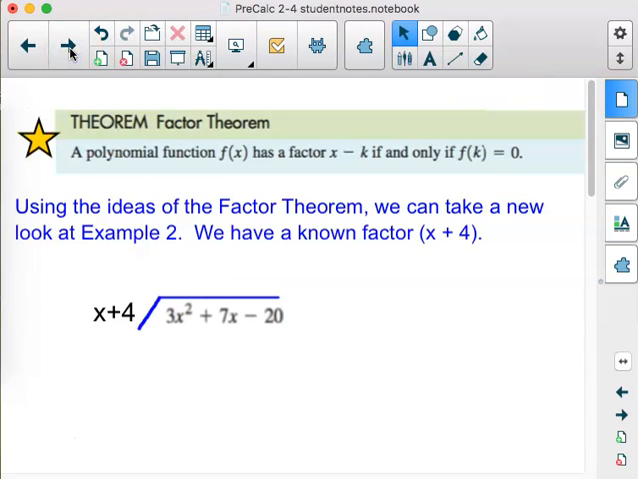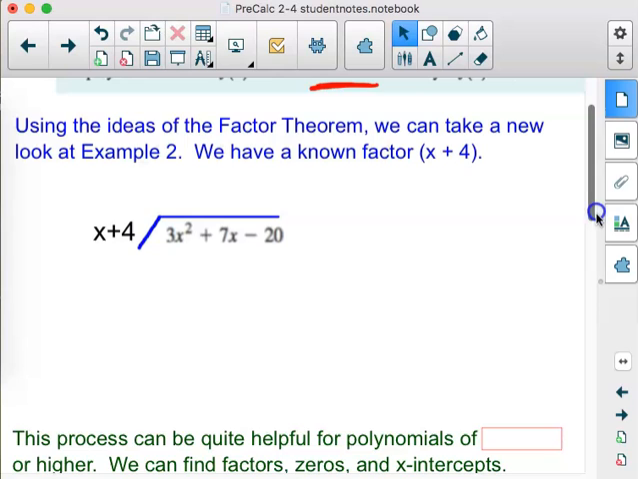Now, the factor theorem. Well, this is just what we were talking about. If it is a 0, so if the remainder, f of k, is 0, a polynomial function has a linear factor of x minus k. It divided into it evenly, so there's our linear factor. And like it says, using the ideas of the factor theorem, we can take a new look at that last example, because we now know that we have a factor of x plus 4.